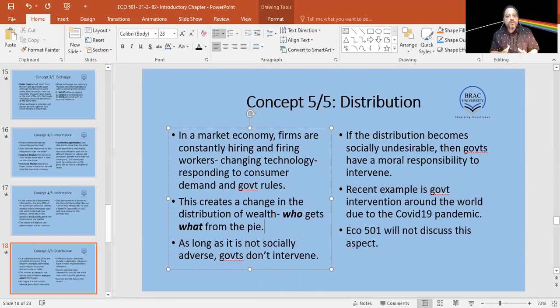So if the distribution is very unfair, then the government will intervene. For example, the government of Bangladesh has free primary education. The government of Bangladesh has free basic health care. The government of Bangladesh has lots of free services. Why are they given free? Because otherwise the distribution of wealth could be unfair. It could be something that the society is not willing to accept or see.